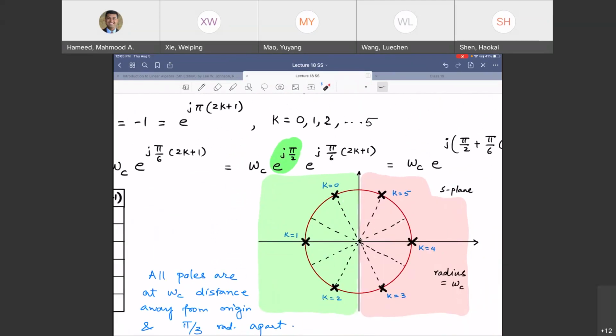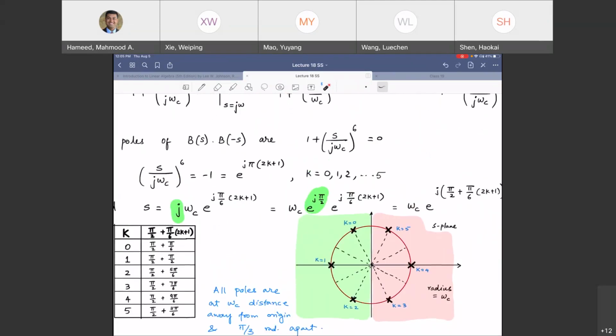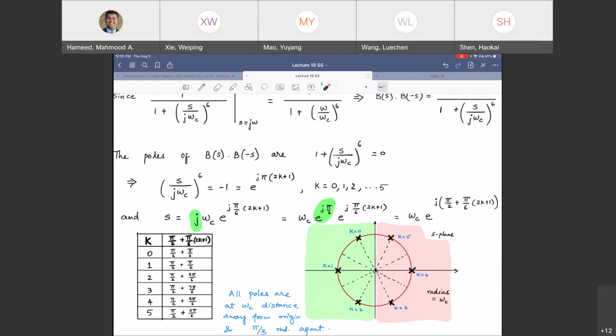So what do you get? When k equals 0, something that is omega c away, but at that particular angle, right there. K equals 1, you get that. K equals 2, everything is omega c away, right? The radius of this is omega c, the cutoff frequency. But you got 6 poles. 3 of them stable, 3 of them unstable, shaded in red. So I'm not going to need the 3 on the right-hand side. Why? Because I considered B of j omega with B complex conjugate of j omega. I'm going to throw away the ones that are on the right-hand side.